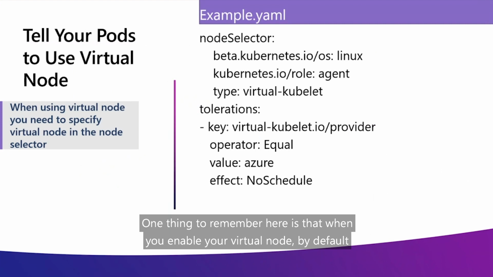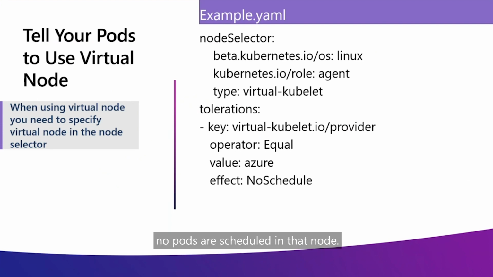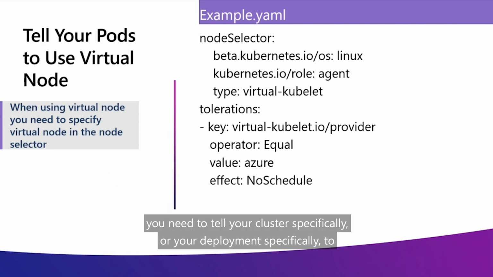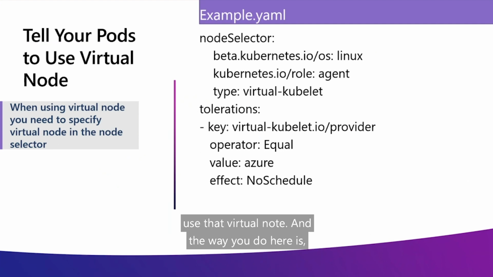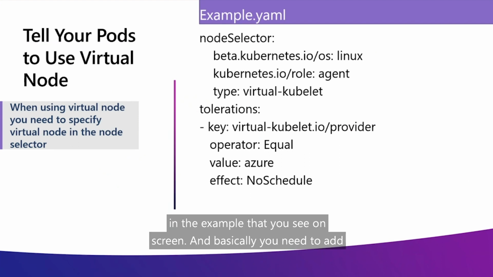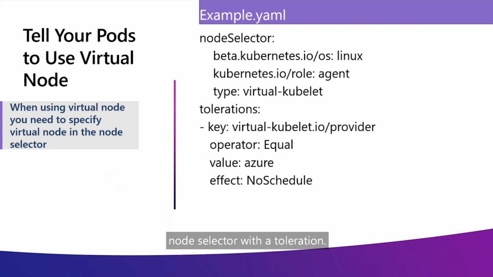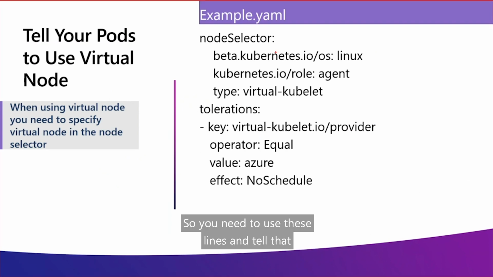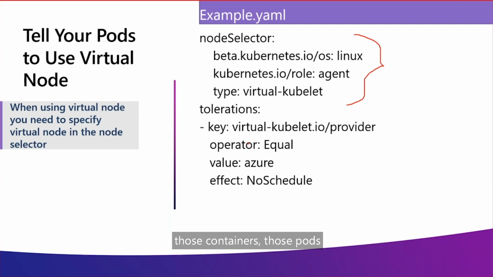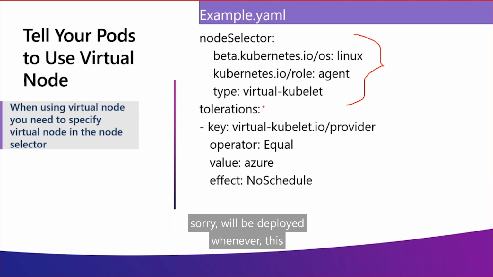One thing to remember here is that when you enable the virtual node, by default, no pods are scheduled on that node. This is because there's a flag in the virtual node to prevent that. So if you want to use the virtual node, you need to tell your cluster or your deployment specifically to use it. The way you do that is in the example you see on screen. Basically, you need to add a node selector with a toleration. So you need to use these lines and tell it that those pods will be selected and deployed whenever this is matched in your cluster.